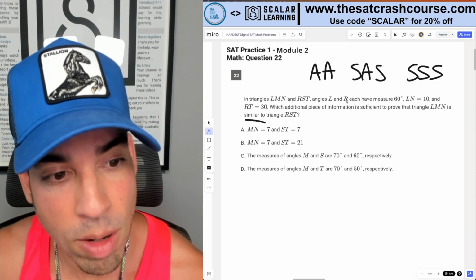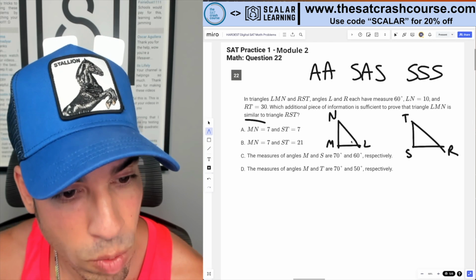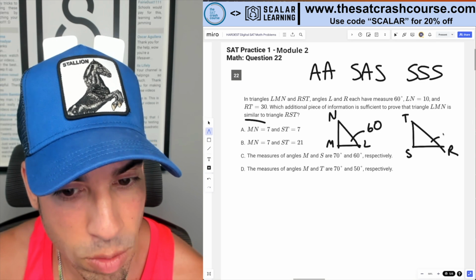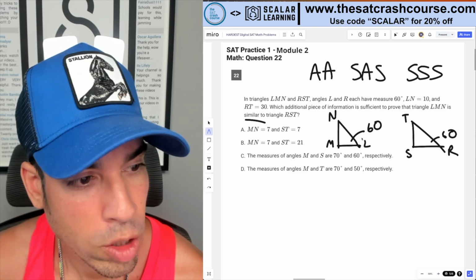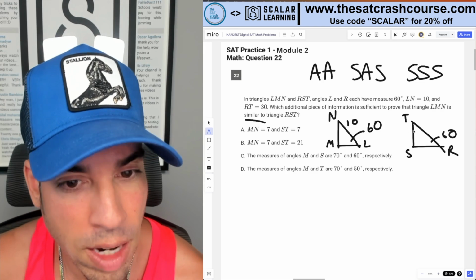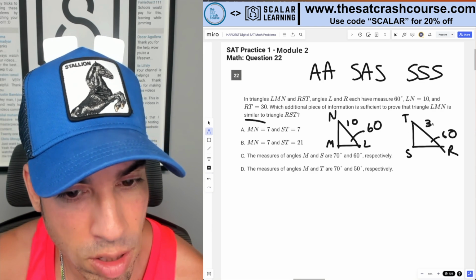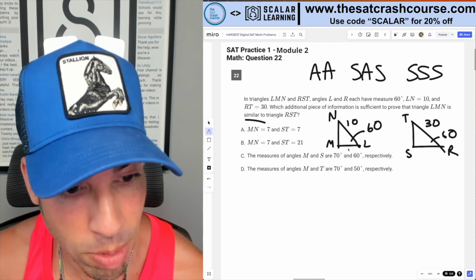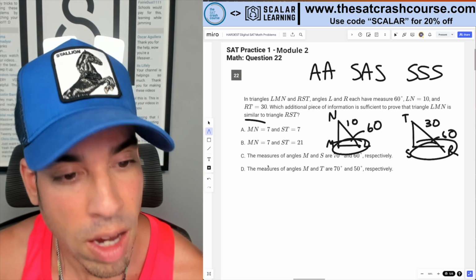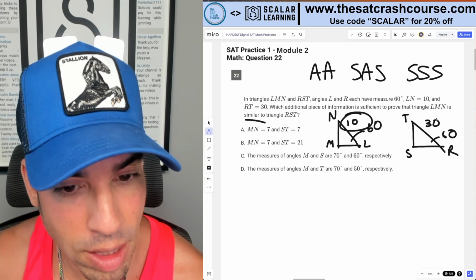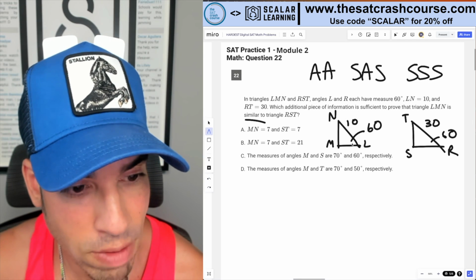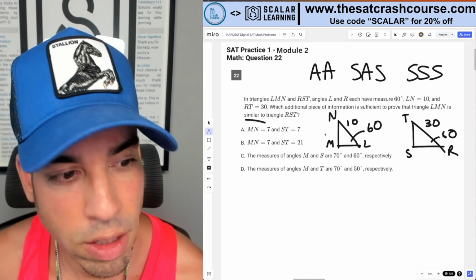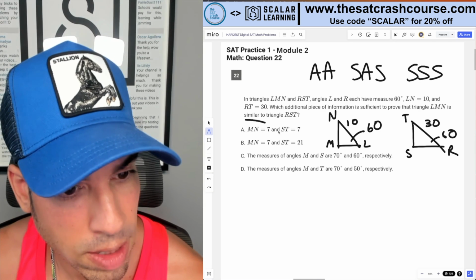Right now, I'm going to draw out these two triangles, and all we know is that L is 60 and R is 60, which is stated right here. We also know that LN is 10 and RT is 30. So now we see that we have a potential side angle side relationship if I can show that these two sides have a 1:3 ratio just like these two sides. So we're going to see that first if there's any information about ML and SR. And it looks like there isn't. This has to do with MN and ST.